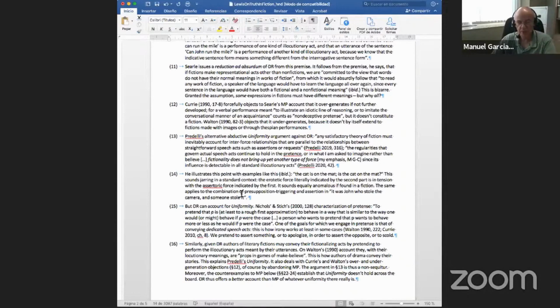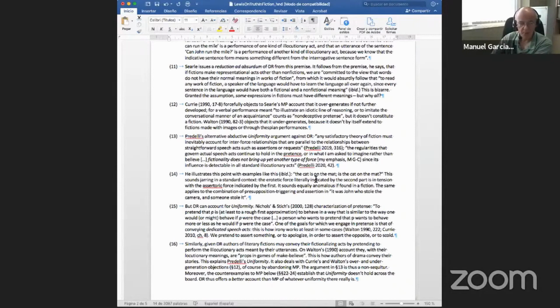So for illustration, consider these two sentences. I say the cat is on the mat, and then, is the cat on the mat? This sounds bad or strange, jarring in a standard context. And this is because of these interforce relationships. The erotetic force of the second part is in tension with the assertoric force indicated by the first part. And the idea is that if we find these two sentences in a fiction, it would sound equally jarring, equally bad.